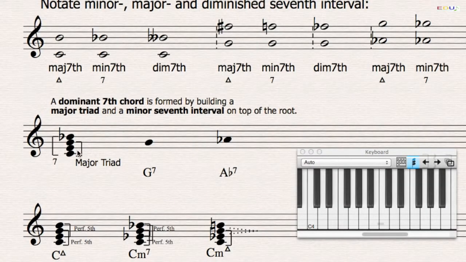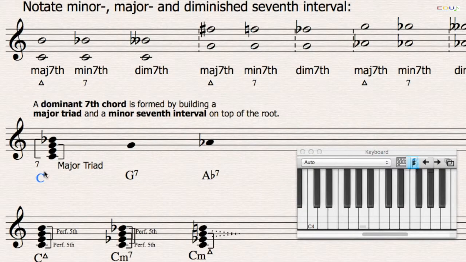So first of all, I took my major triad, C major, and on the root note I have built a minor seventh. So the chord symbol will just be a C, which will stand for the major triad. Root note is C. If nothing else is written, it means you are dealing with a major triad. And on top of this major triad, I get my minor seventh interval.